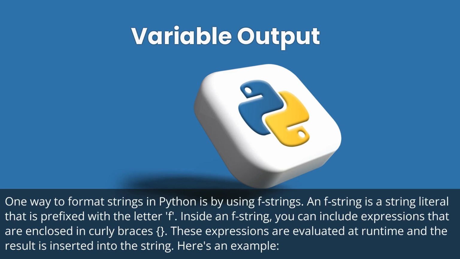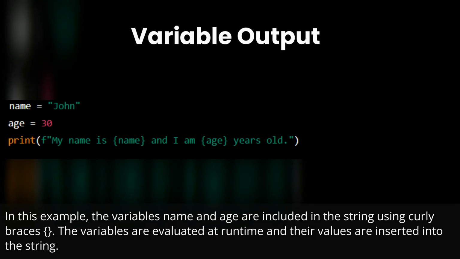One way to format strings in Python is by using f-strings. An f-string is a string literal that is prefixed with the letter f. Inside an f-string, you can include expressions that are enclosed in curly braces. These expressions are evaluated at runtime and the result is inserted into the string. Here's an example. In this example, the variables name and age are included in the string using curly braces. The variables are evaluated at runtime and their values are inserted into the string.